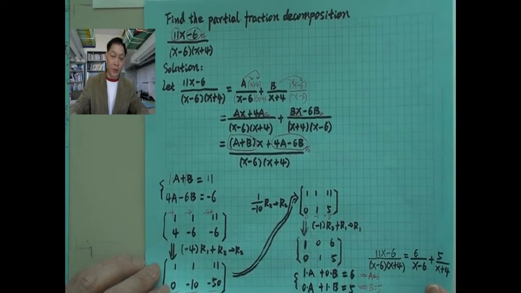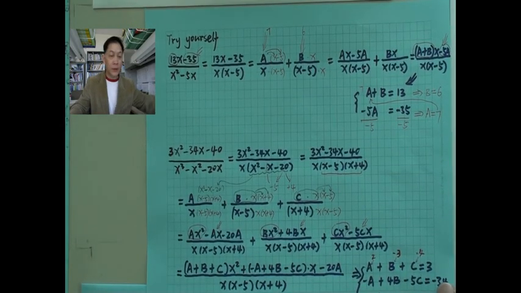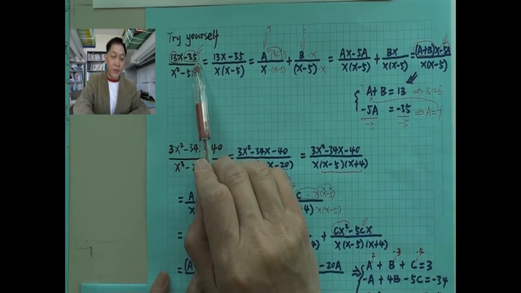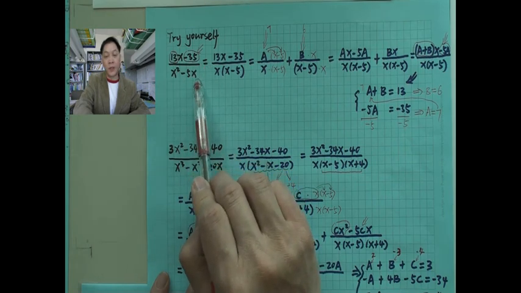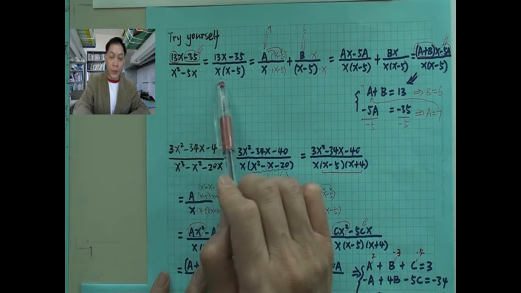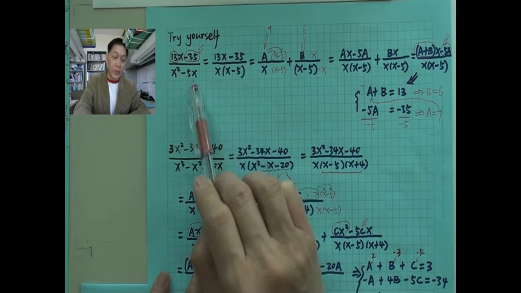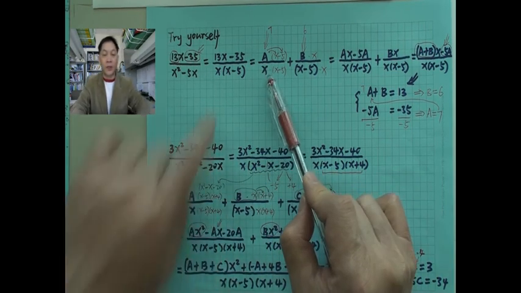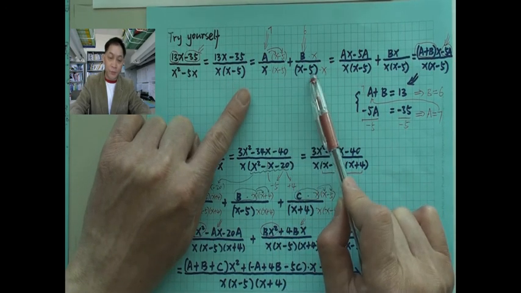Now here are two examples you want to try yourself. First one is 13x minus 35 over x squared minus 5x. Step 1 is that you want to factor this one. Okay, so you have x times x minus 5. You pull x out. Then you write, here is one factor x, and here is another one x minus 5.